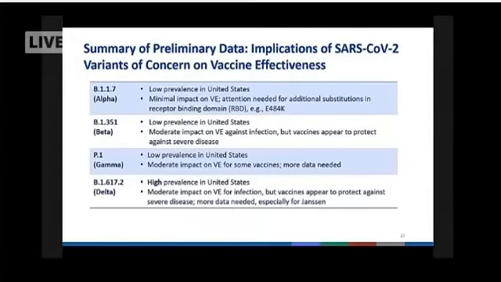To summarize, alpha, beta, and gamma variants have low prevalence in the U.S. Alpha has minimal impact on VE, while beta and gamma have moderate impact, though the vaccines appear likely to protect against severe disease. Delta has high prevalence in the U.S. and has moderate impact on vaccine effectiveness, though the vaccines are likely to still provide protection against severe disease. More data is still needed on the impact of Delta, especially for the Janssen vaccine and the potential for waning immunity. Next slide.